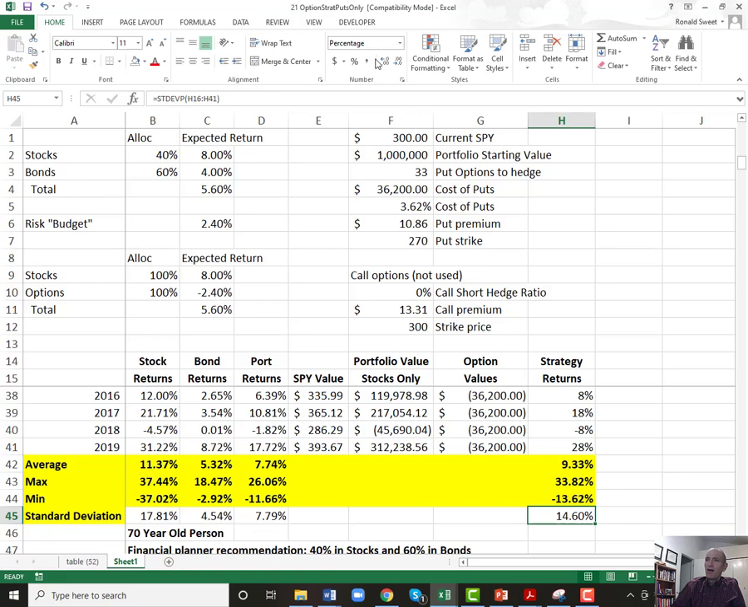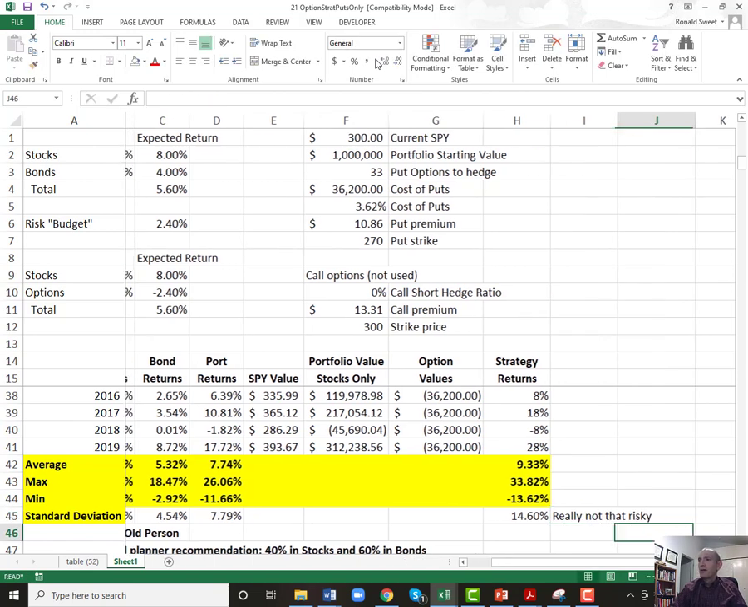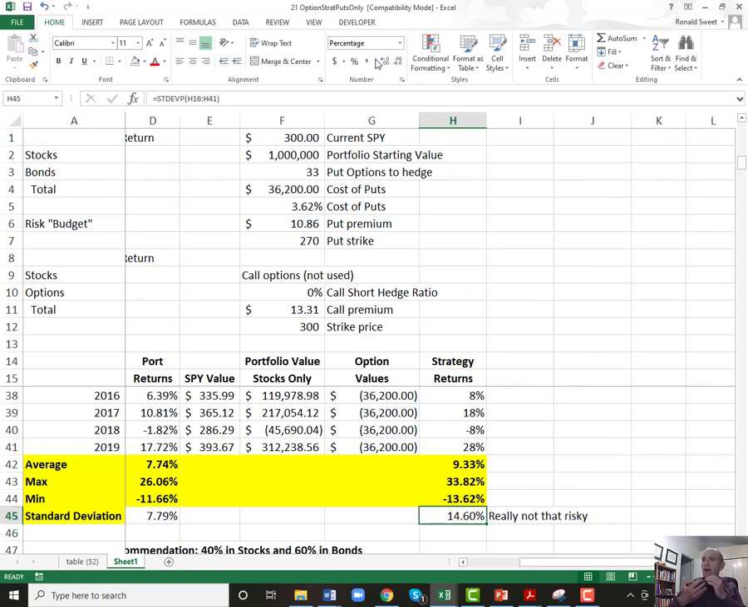So you have to say, wow, should I put my customer into something that has almost twice as much risk as their portfolio? But it's really not that risky. And why is that? Why is the 14.6 not the right measure of risk? Because we have a skewed distribution.